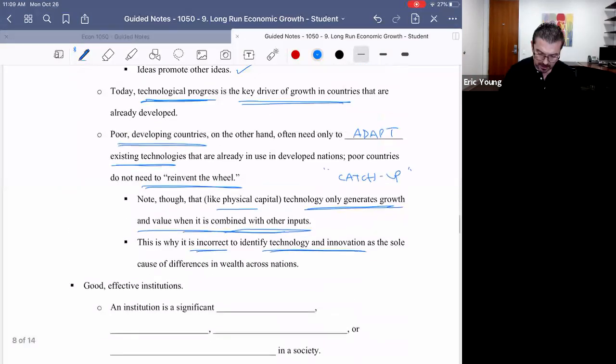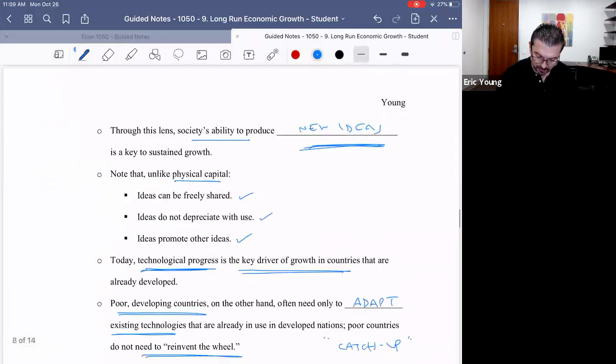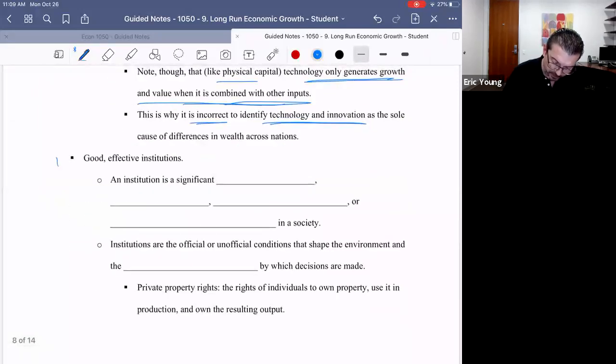Okay, what number was that one here? That was number 3, technology. Our 4th, good, effective institutions. We've discussed institutions for a while in this course. We know that good, effective institutions are the 4th ingredient to economic growth. What is an institution?